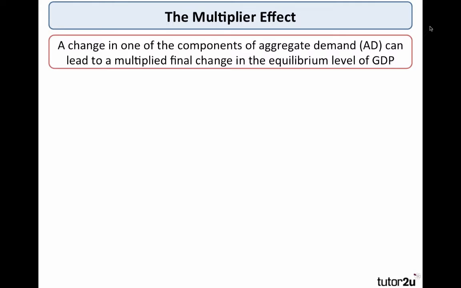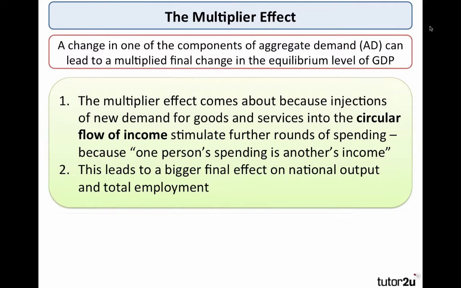So we're going to focus first of all on something called the multiplier. And the multiplier is best described either as an effect or as a process. But at heart, actually, the multiplier is just a number. What it means is that if there's a change in one or more of the components of aggregate demand, eventually, when the circular flow effects have worked their way through, you get a multiplied final change in the equilibrium level of GDP, or national output.